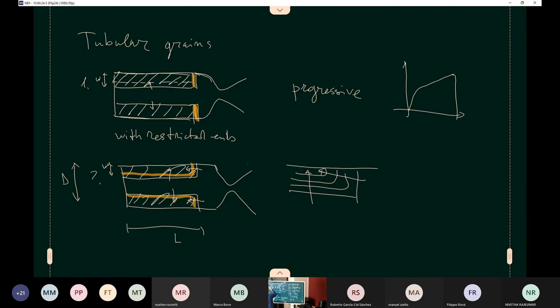Here we can also have a neutral behavior because you see that the length is reducing as we also are burning in this direction, in the axial direction. So it's true that we have the increase of the surface as the radius increases, but we have also a reduction of the length as we progress with the burning.